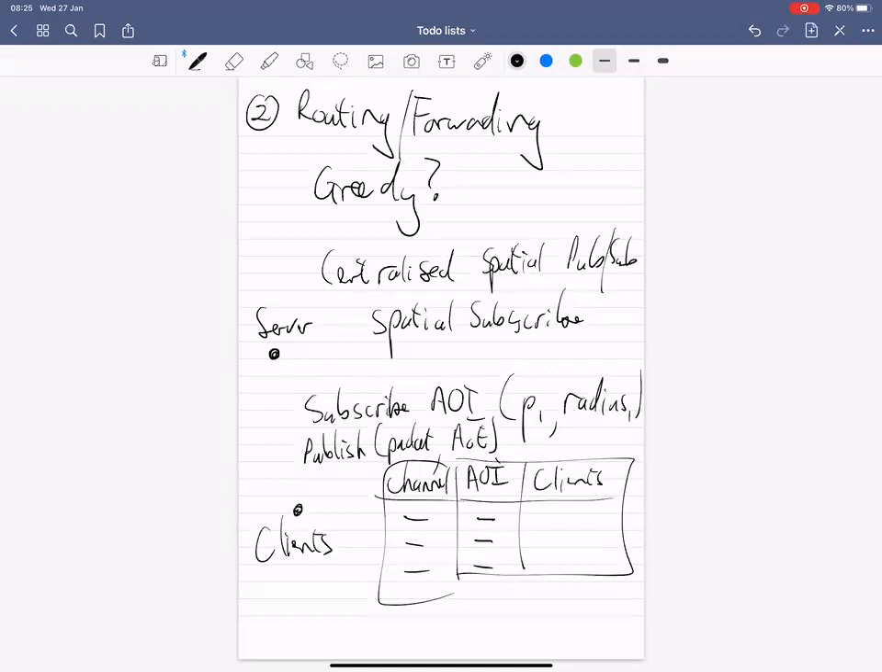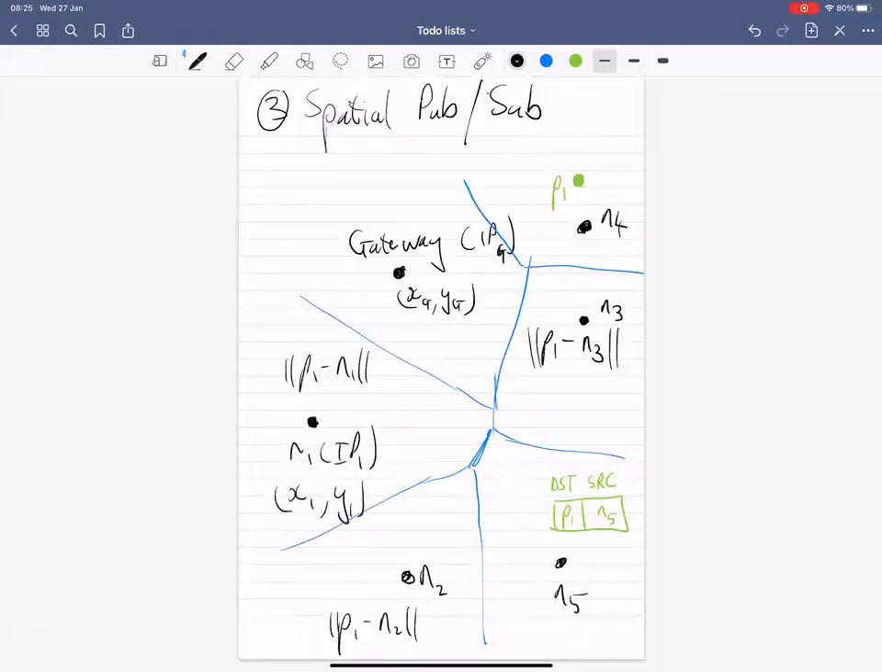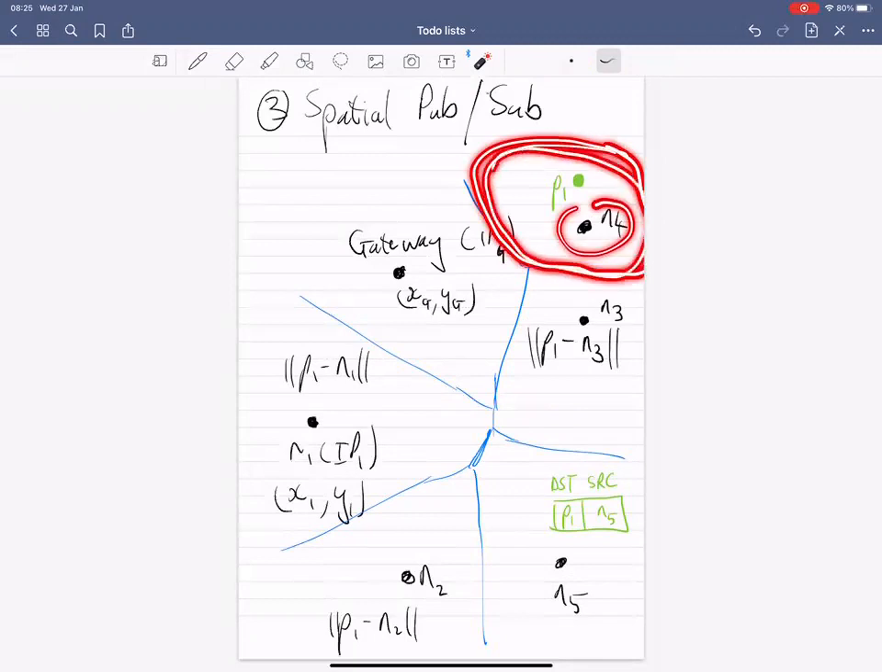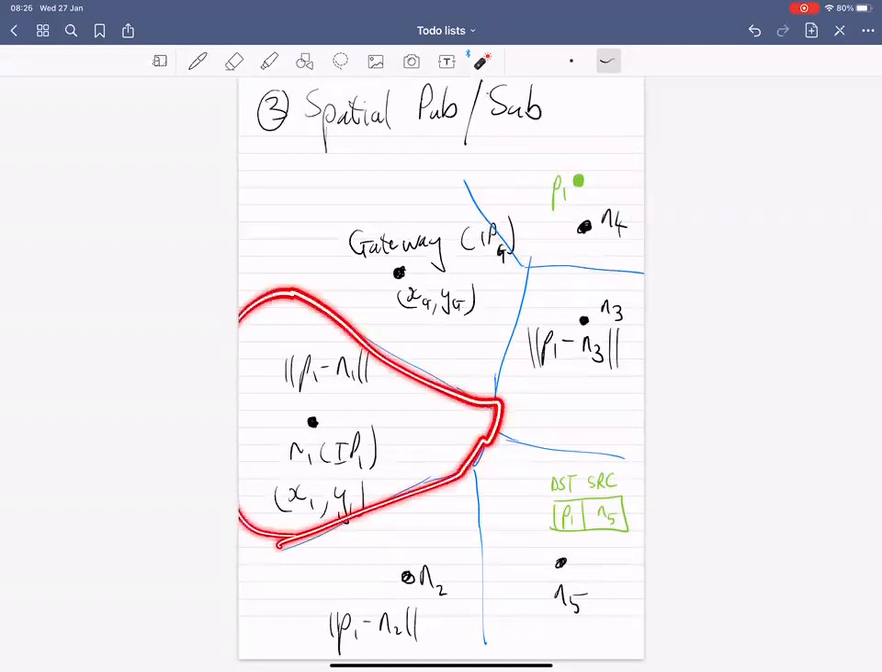Now, the problem is the moment that you have a decentralized system, essentially what in my mind, how this works is that each of these nodes are basically a server for any packets which are published in this region over here. So node 4 is basically a subscription server for this area over here. And node 1 is basically a subscription server for this area over here.